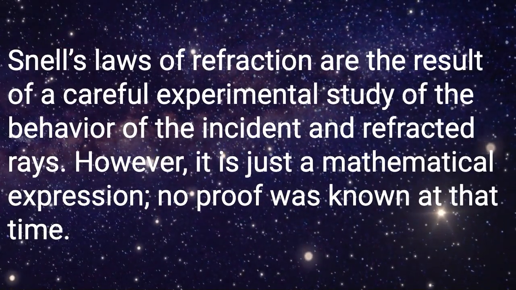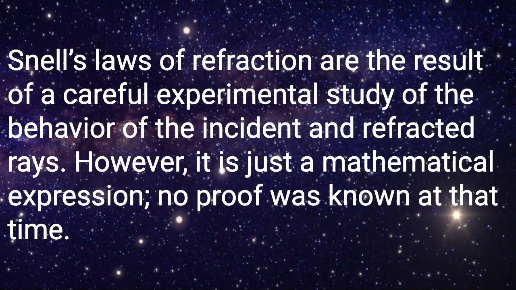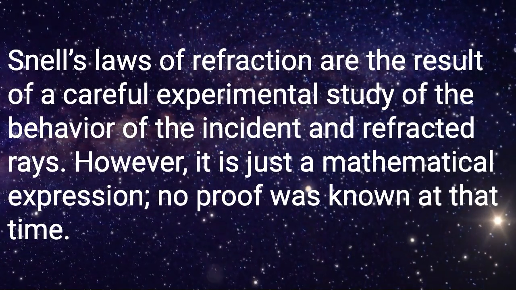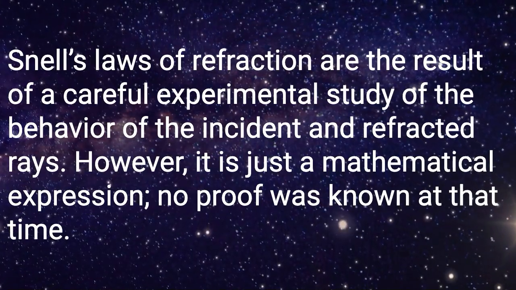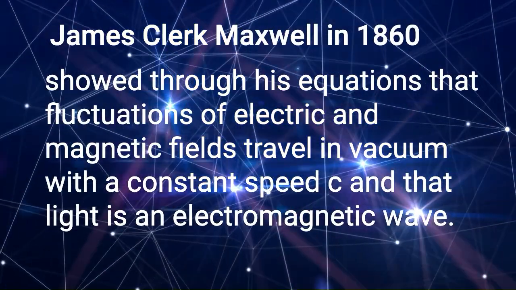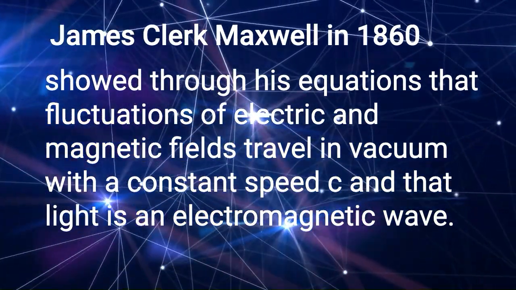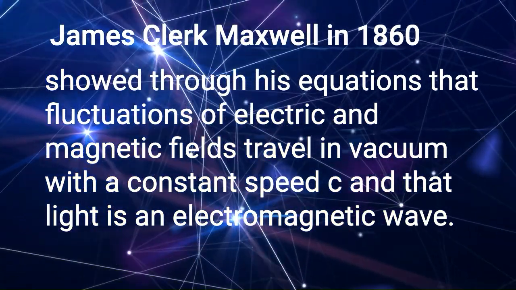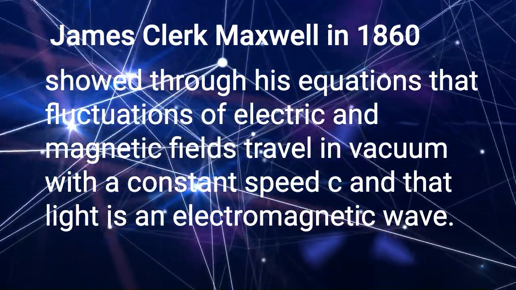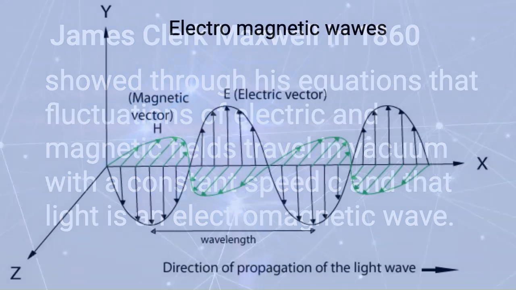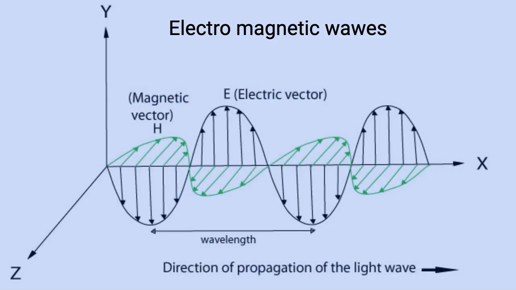Snell's laws of refraction are the result of a careful experimental study of the behavior of the incident and refracted rays. However, it is just a mathematical expression. No proof was known at that time. The proof had to wait till the early 1860s when James Clerk Maxwell showed through his equations that fluctuations of electric and magnetic fields travel in vacuum with a constant speed c and that light is an electromagnetic wave. Electromagnetic waves cover a wide range of spectrum from long radio waves to short gamma rays. The light rays fall in a small window of this spectrum.